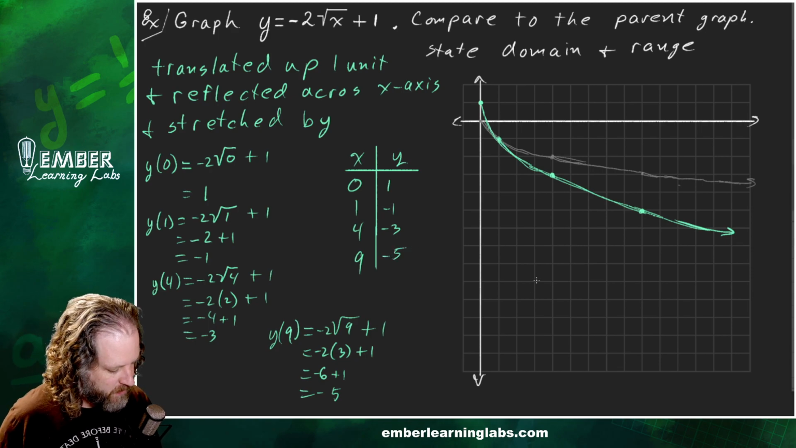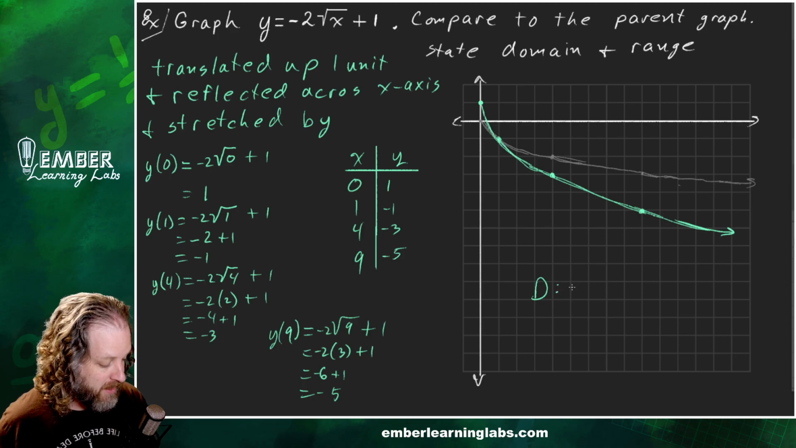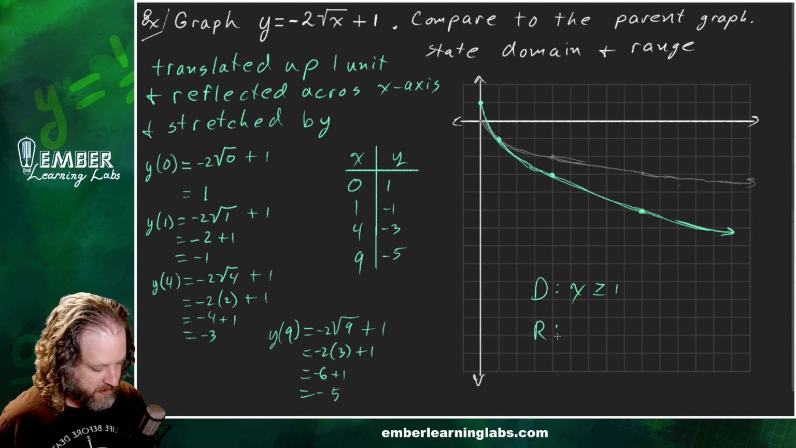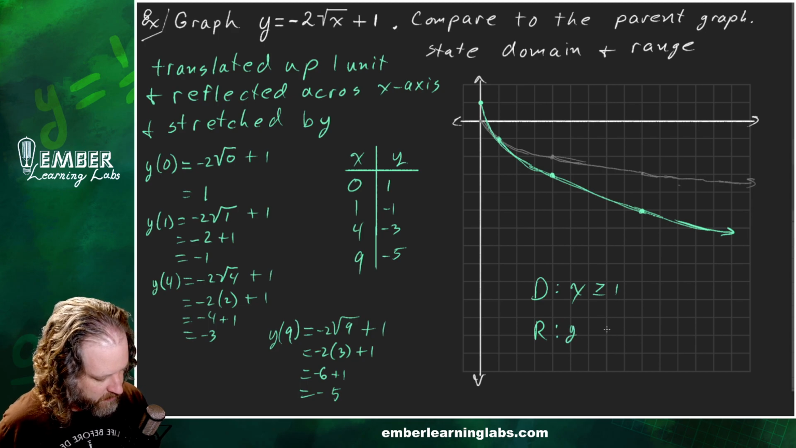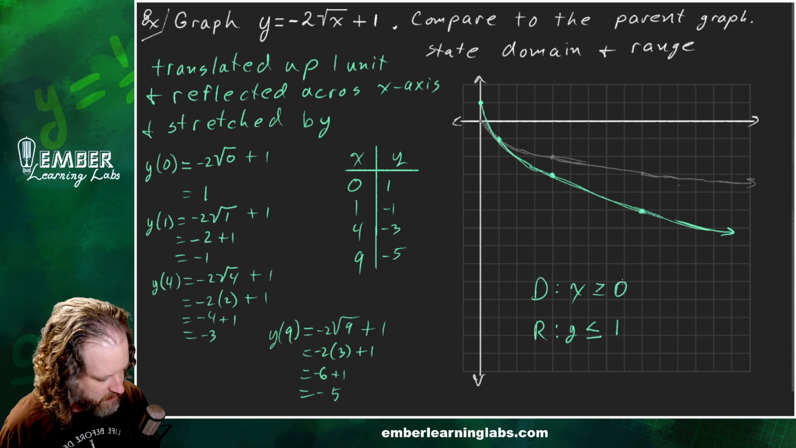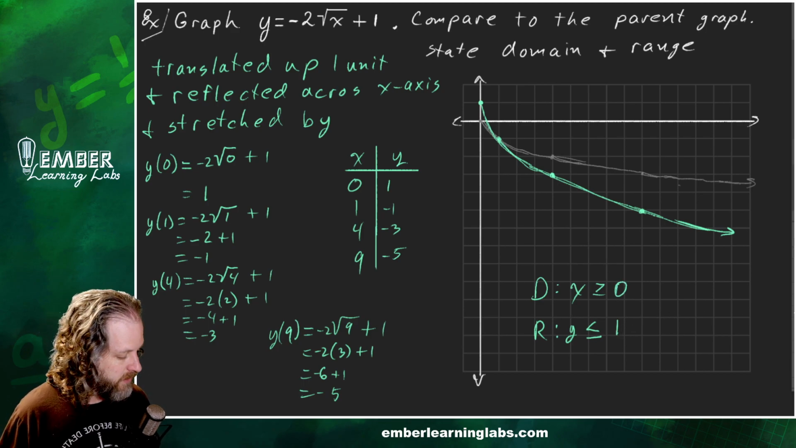What is the domain and range? The domain is the same as the parent. x is greater than or equal to 1. The range is different. It is y is less than or equal to 1. Well, I don't know why I wrote 1. That should be a 0, right? There we go. That is all the things.